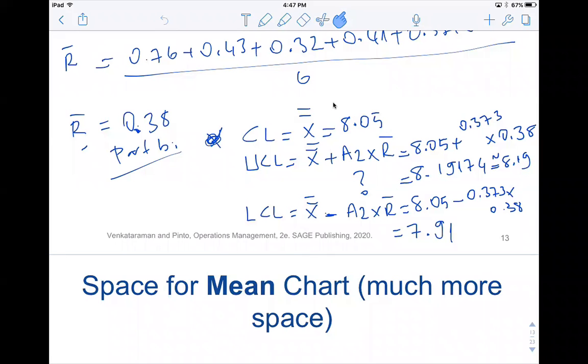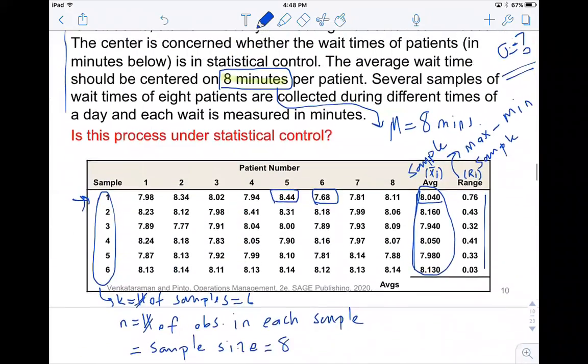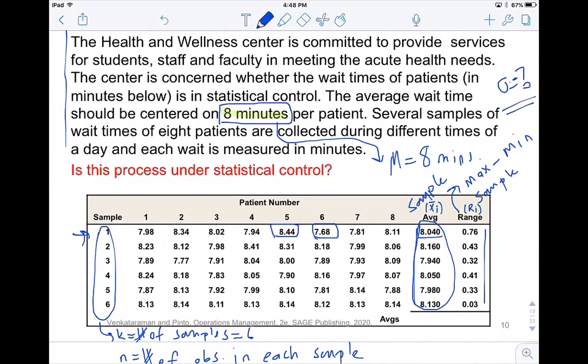All right, everyone. In the previous video, we figured out what center line, upper control limit, and lower control limit are for this problem that we are dealing with. Remember, this was a health center patient wait time problem. It was expected to be 8 minutes, the wait time between two patients, and we were given 6 different samples. In each sample, we had 8 observations.